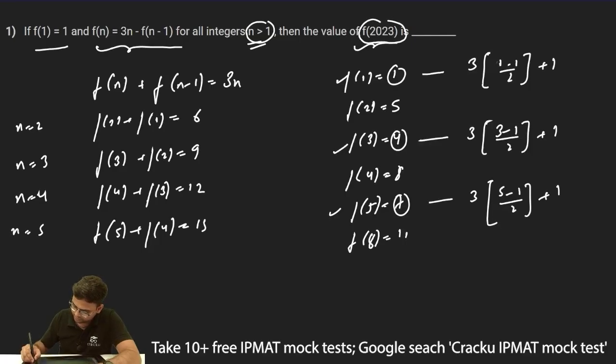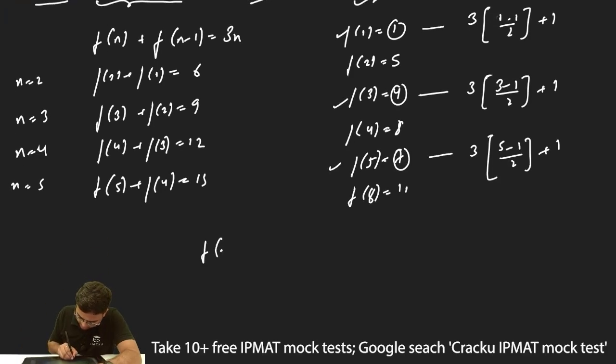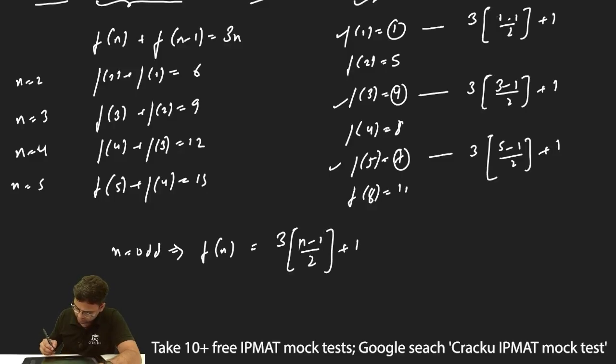So I can write f of n, if n is odd. If n is odd, then f of n is equal to 3 into (n minus 1) by 2 plus 1. Thus, if I have to find out the value of f of 2023, this will be equal to 3 into (2023 minus 1) divided by 2 plus 1.